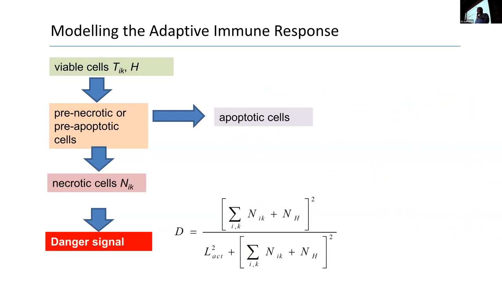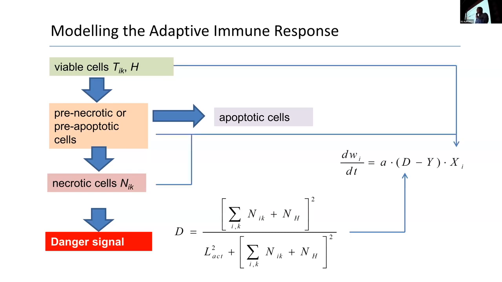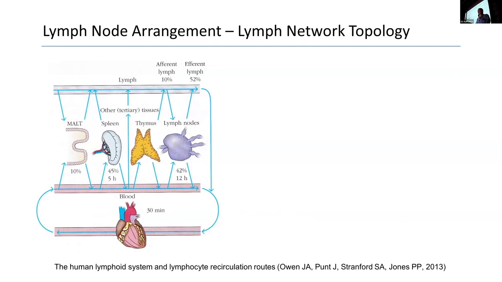The presence of the necrotic cells is then used by this sigmoidal relationship to produce the danger signal, which then is used to train the perceptron weights. The antigenic patterns, in principle, are taken from the presence of the different types of cells. So this is the core of the model.